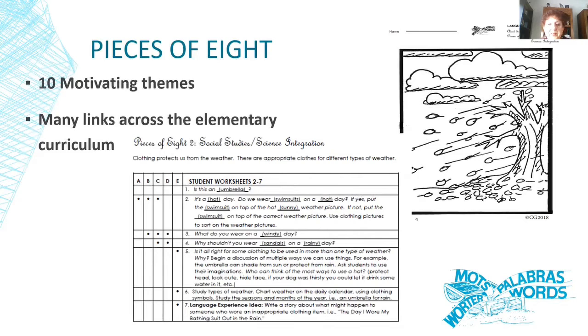Well, it's not a hot day. Whenever you see a word with a line under it, that means you can substitute the correct vocabulary you want to use at that point. And so we would say, it's a cold day or it's a windy day. Do we wear swimsuits on a cold day? If yes, put your swimsuit on top of the cold day. If not, put the swimsuit on the correct weather picture. You can see that this is correlated.